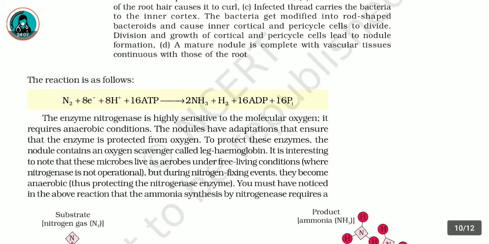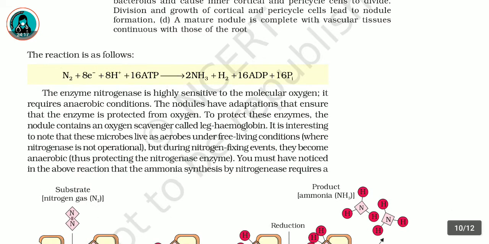Nitrogen (dinitrogen) plus 8 electrons plus 8 hydronium ions plus 16 ATP gives 2 NH3 plus H2 plus 16 ADP plus 16 Pi. The enzyme nitrogenase is highly sensitive to molecular oxygen. It requires anaerobic conditions. The nodules have adaptations that ensure that the enzyme is protected from oxygen. To protect these enzymes, the nodule contains an oxygen scavenger called leghemoglobin.